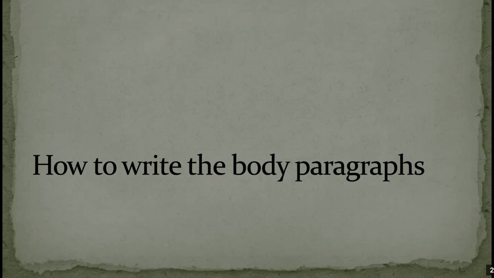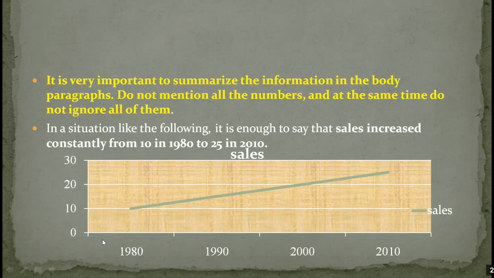Now, how do you write the body paragraphs? We now know how many paragraphs we're going to write. It depends on what you mentioned in the overall paragraph. But how about the details inside the body paragraph? What do you include inside the body paragraph? Let's imagine that inside your body paragraph, you're going to comment on this variable, right? This variable discusses sales in anything, in a certain cafe, for example, from 1980 to 2010.